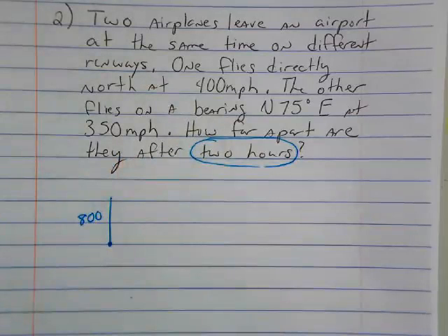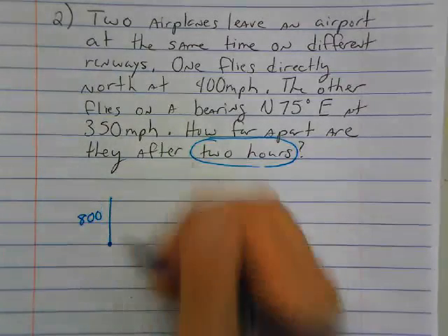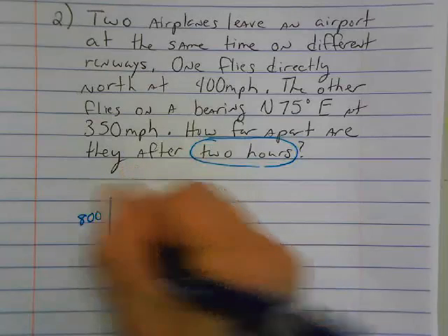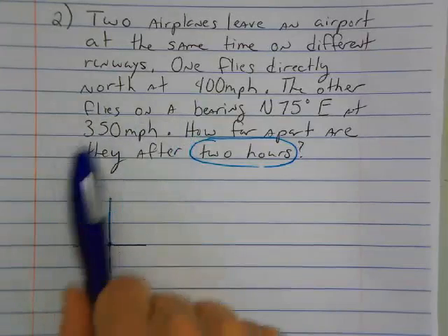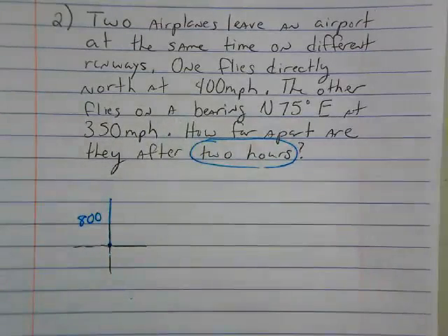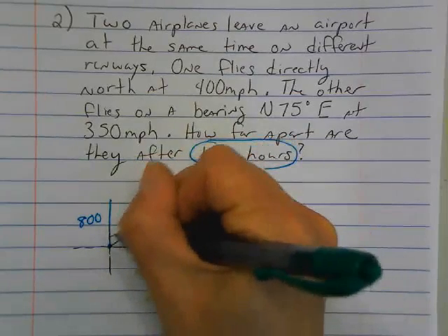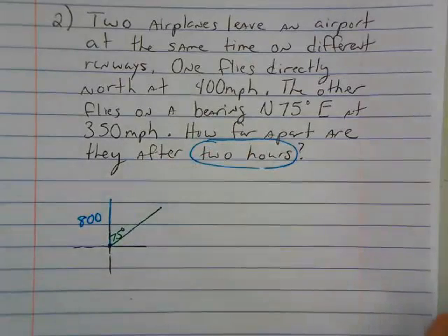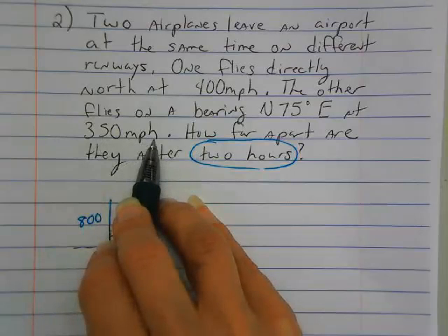Now my other plane takes off, but he's flying at a different bearing. So let me go ahead and draw in our little thing. He took off on a different runway, and he flies north 75 degrees east. So here's my other airplane, north 75 degrees east. And he goes 350 miles per hour, so in 2 hours he has gone 700.